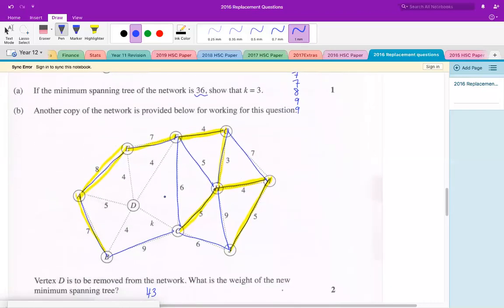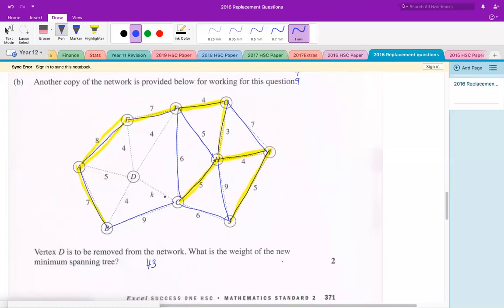Question B, another copy of the network is provided, and it says vertex D is to be removed. So if it's removed, the blue part, I traced these lines in blue because I don't want to include anything from D, and it's easier if you just get rid of it at the start. And from the blue network, I just picked a point to do it, and that gave me 43.